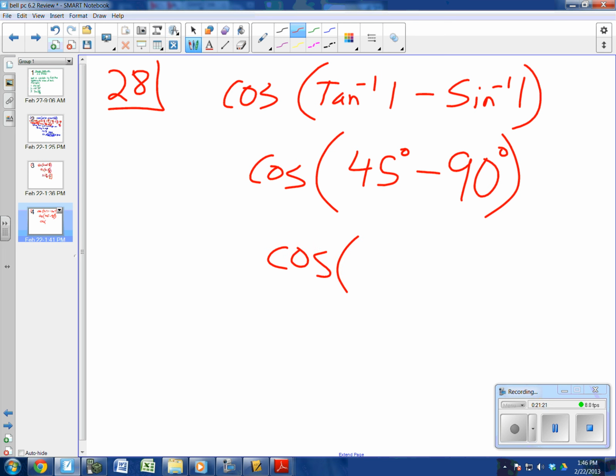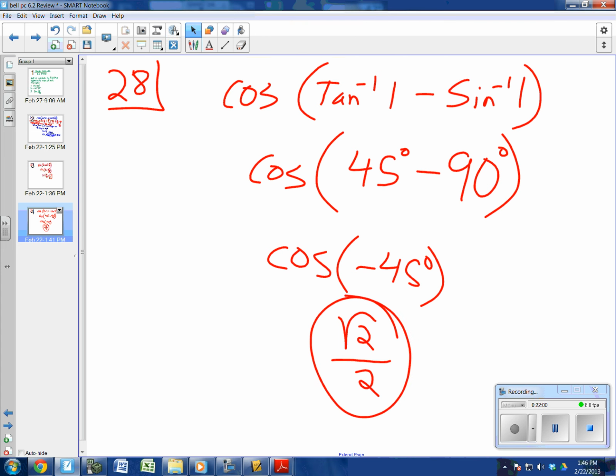45 minus 90 is negative 45 degrees. We got that? Now, where is negative 45 degrees? It's not on your table, is it? Instead of going up 45 degrees, you go in the clockwise direction 45 degrees. It's the same thing as 315 degrees or 7 pi over 4. And the cosine is defined to be the x-coordinate, so the answer is square root 2 over 2. The x-coordinate is square root 2 over 2. And there's my answer.